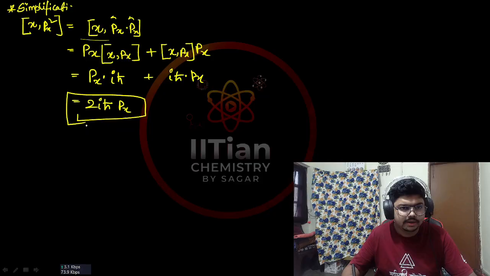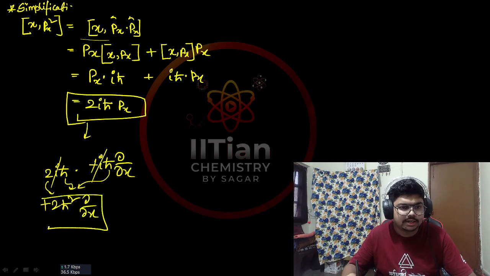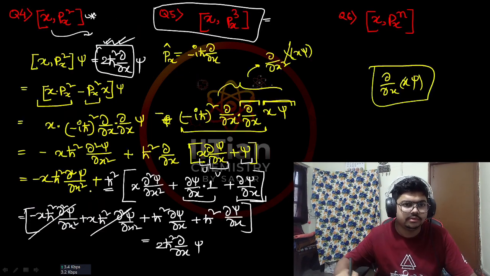Now if we simplify it, what are we getting? 2 I h cross into px means minus I h cross del x, right? I into I is minus 1, into minus, that is plus. So overall we are getting plus 2. We have this h cross and the h cross, so h cross square into del x. So 2 h cross square del x, right?